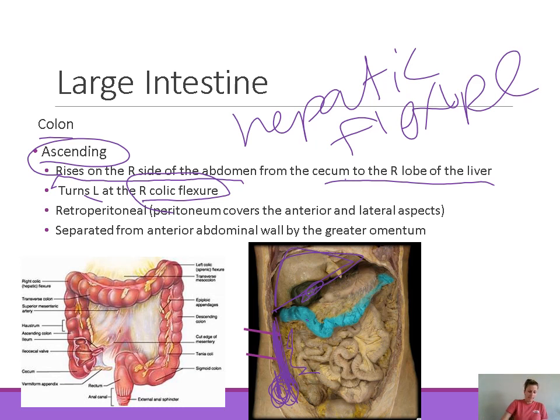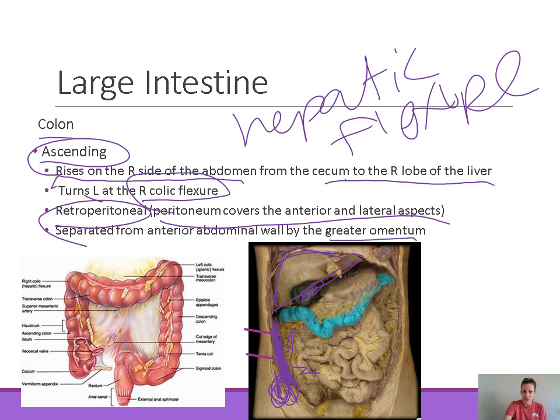When we look at the position of the ascending colon, I told you guys the ascending colon is located further back. It is retroperitoneal, so it's located back behind the peritoneum. The peritoneum covers the anterior and lateral aspects of the ascending colon. Okay, so it is not located inside the peritoneal cavity or inside the peritoneum. It is separated from the anterior abdominal wall by the greater omentum.